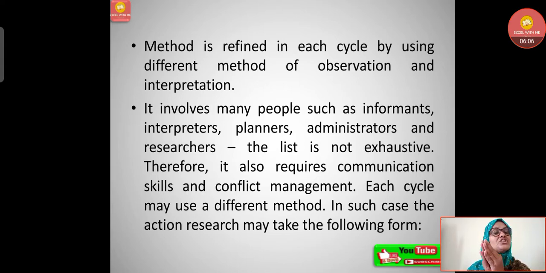Obviously if one method is not working, or one observation is not working, then again they will go for the next one. If that is not working, then again further, like that this cycle goes on. It involves many people such as informants, interpreters, planners, administrators, and researchers. The list is not exhaustive. Therefore, it also requires communication skills and conflict management. Each cycle may use a different method. In such a case, the action research may take the following form.